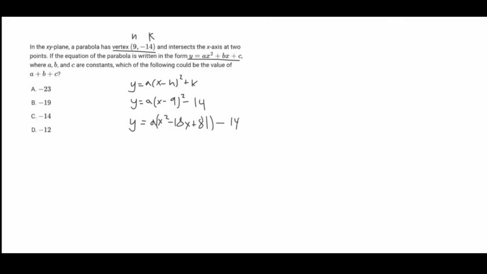But now notice how the a times (x minus h) squared, the a is attached to it. So then we need to distribute the a again to each of these terms. So then we get y equals ax squared minus 18ax. And yeah, guys, make sure you try the problems on your own, all right? But yeah, 81a, and then we add negative 14 at the end.